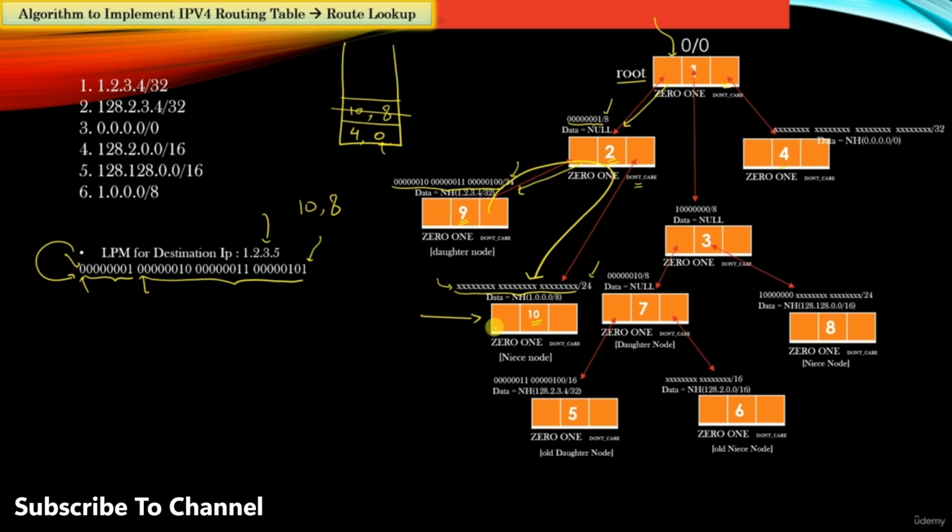So the route of interest that we are looking for is the route 1.0.0.0/8. This is the route which will be used by our router in order to forward the traffic which is destined for IP address 1.2.3.5. In other words, we say that this is the route which matches best with this IP address as per the longest prefix match principle.